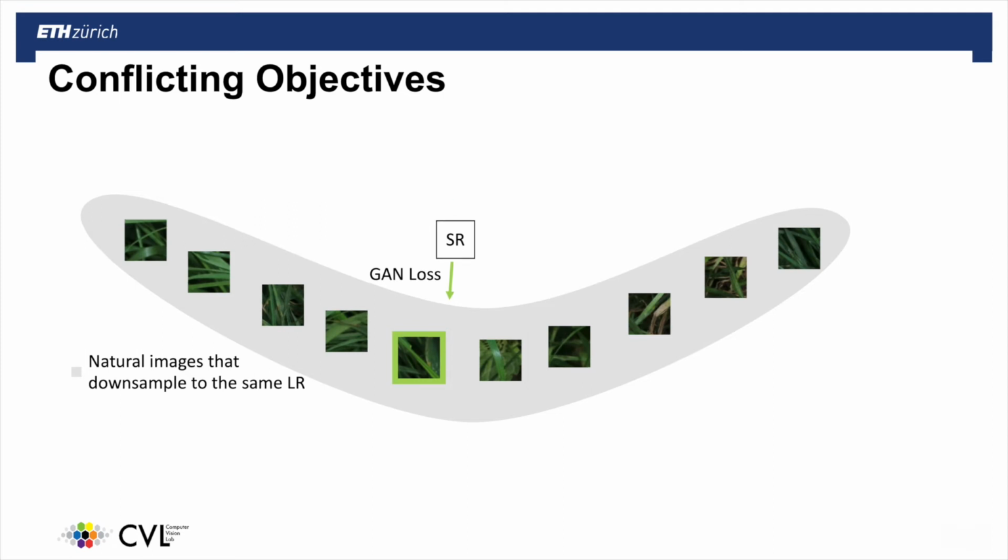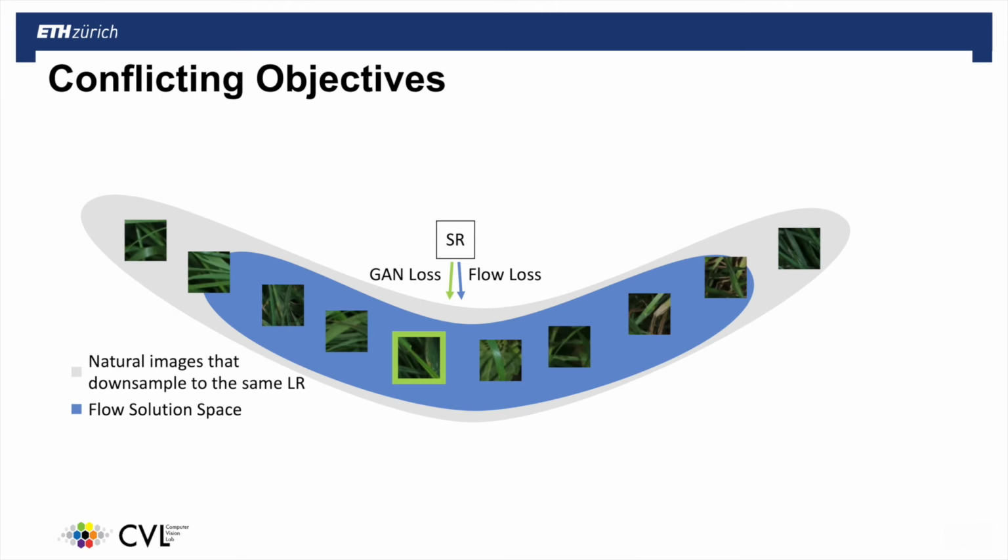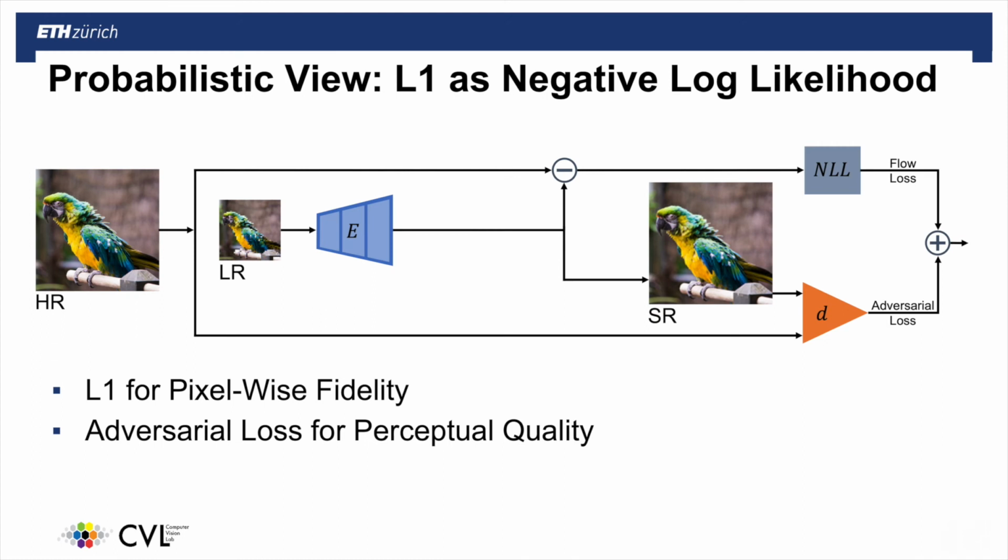The output of the flow loss is again an image distribution. This distribution is a manifold of the natural images that are downsampled to the same low-resolution image. In the following, we describe the architecture change that results from that.